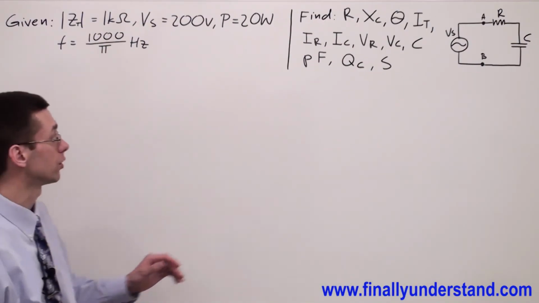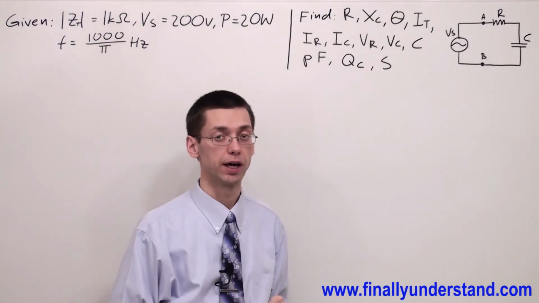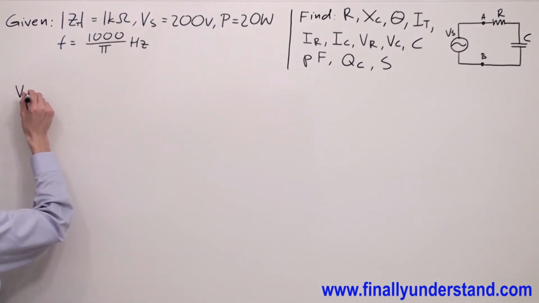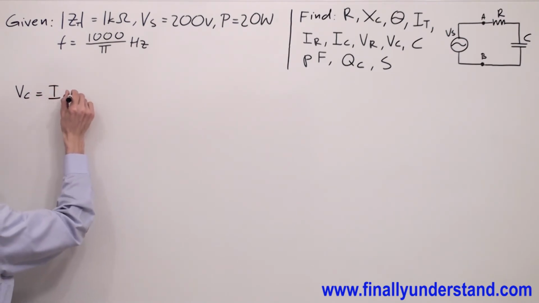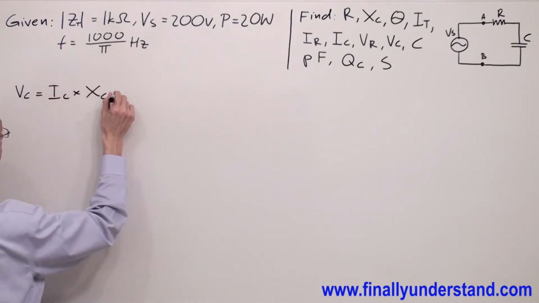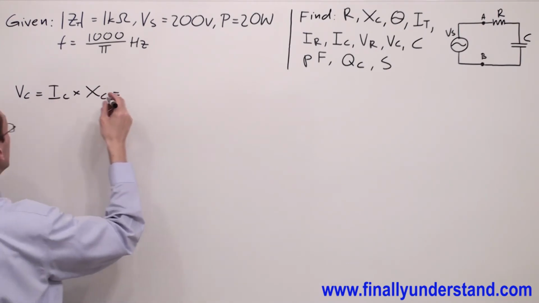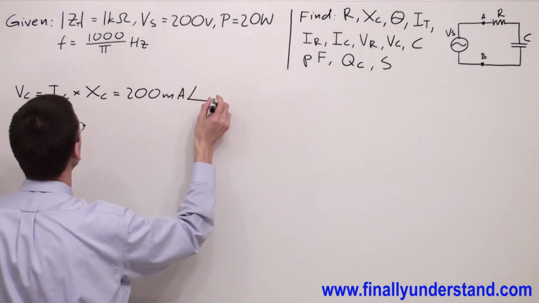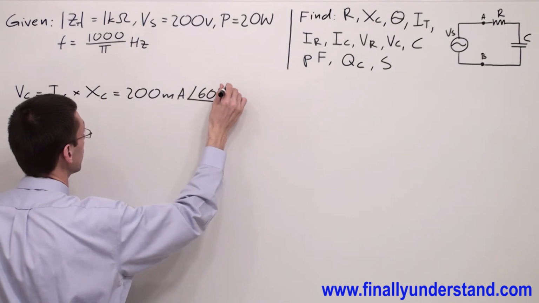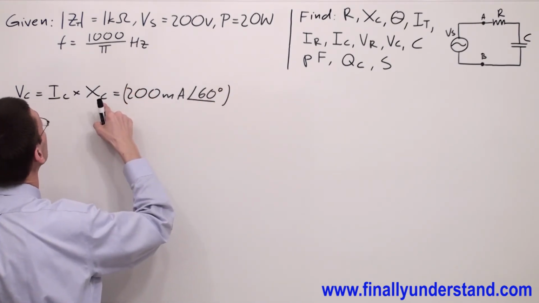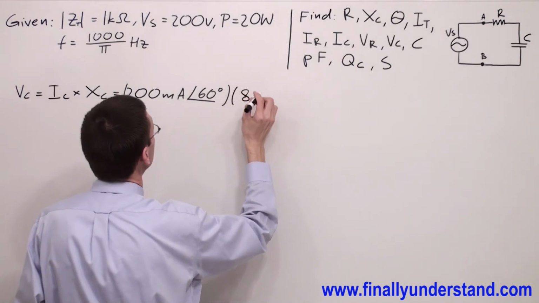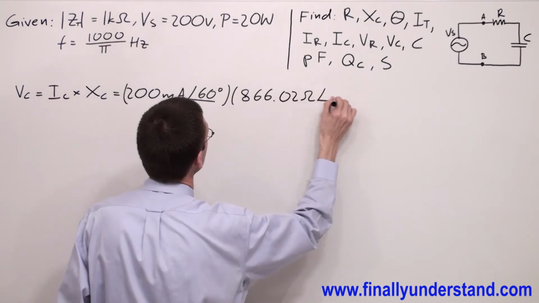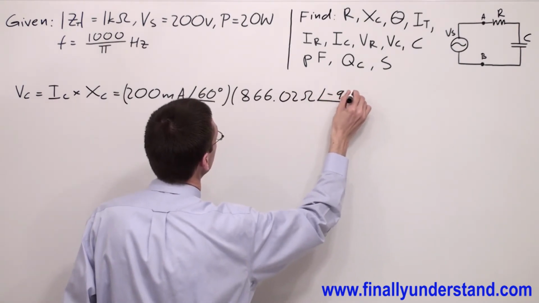Voltage across the capacitor, VC, I'm going to also find by using Ohm's law. So write the formula first. VC is equal to IC times X of C, where IC we found is equal to 200 milliamps and an angle of 60 degrees, times X of C, 866.02 ohms and an angle of negative 90 degrees.